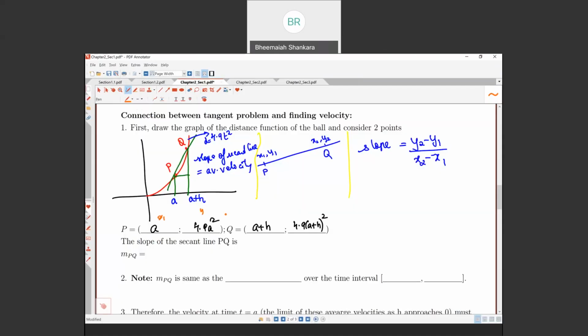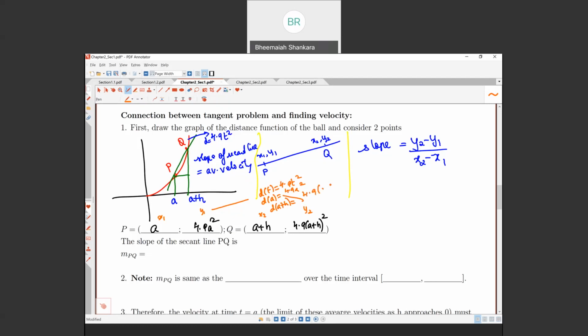x1, y1, x2, y2, when you calculate this y1 and the y2 coordinates, you will be using the function definition, which is d of t equal to 4.9 t square. So when you calculate the value at a, you will plug in d at a and you get 4.9 a square. Since at a plus h, you will plug in a plus h, so you get 4.9 (a plus h) square.